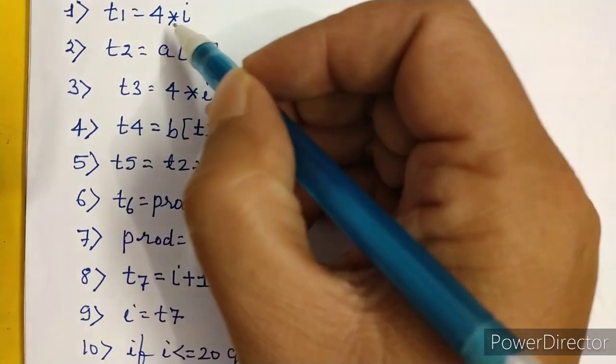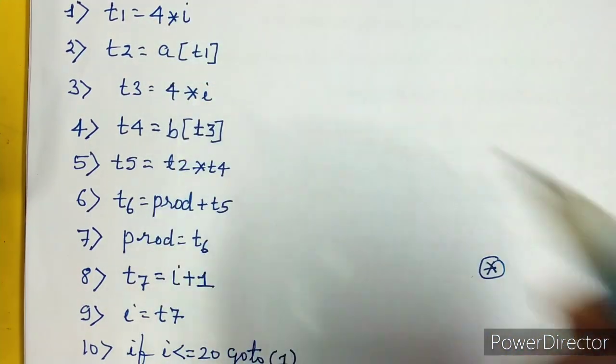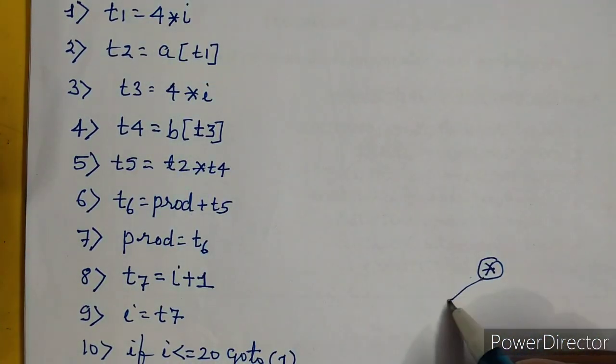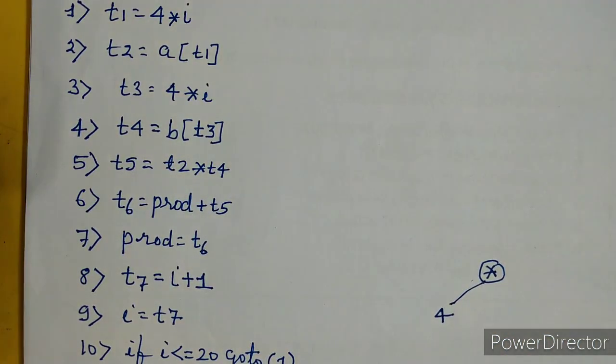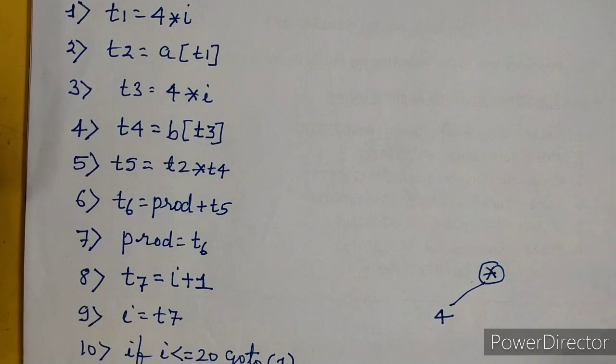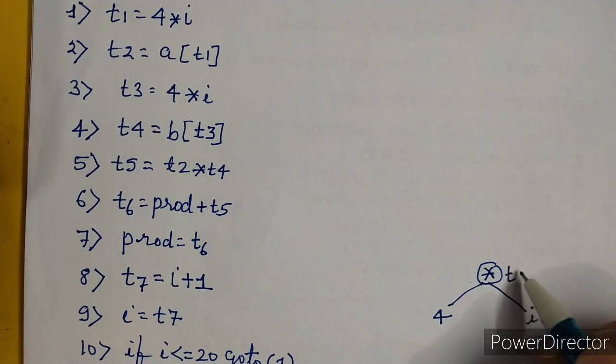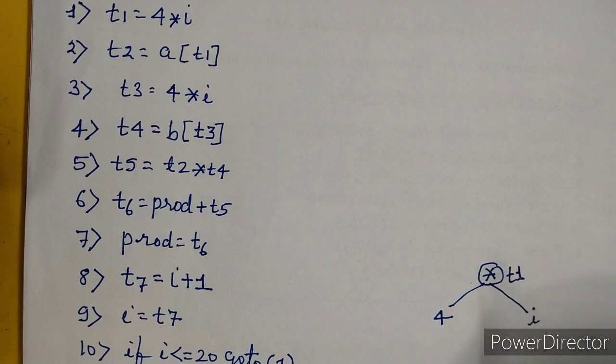So we construct a node for 4, and it becomes the left side of this multiplication operator. This is your 4, and we construct a new node for I, which becomes the right side of the multiplication operator. And the name attached to this is T1, that is, this is the result of 4 by I.